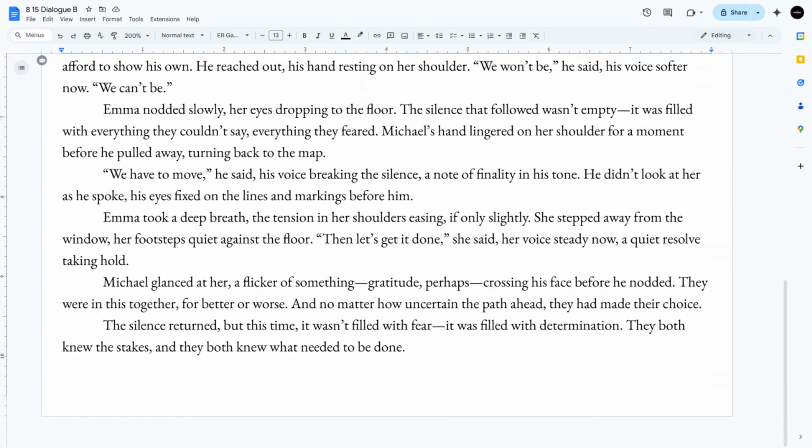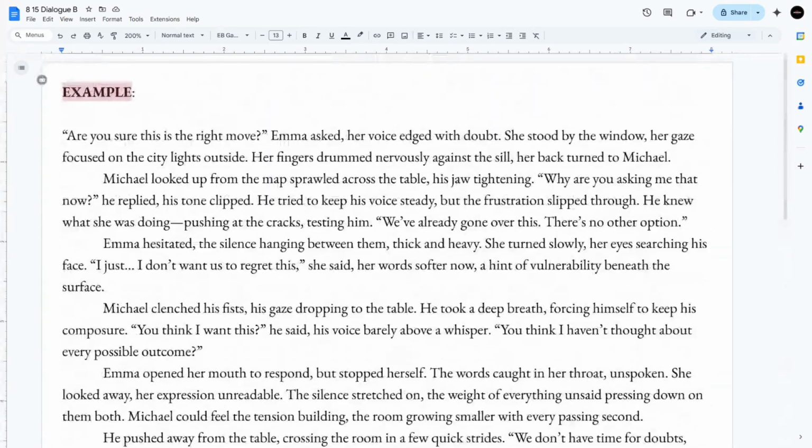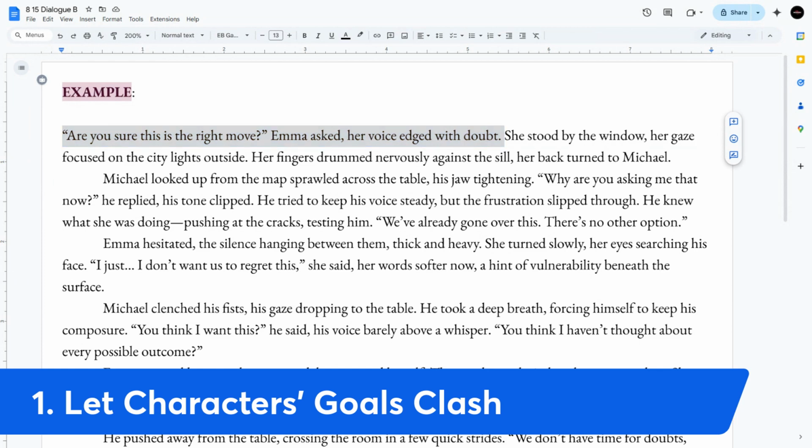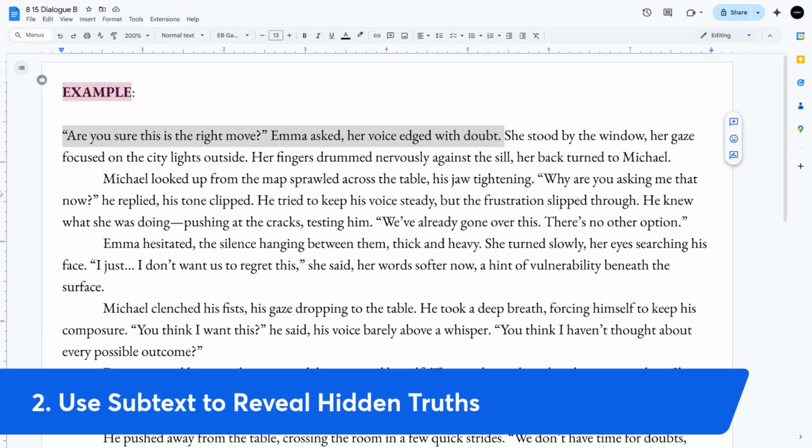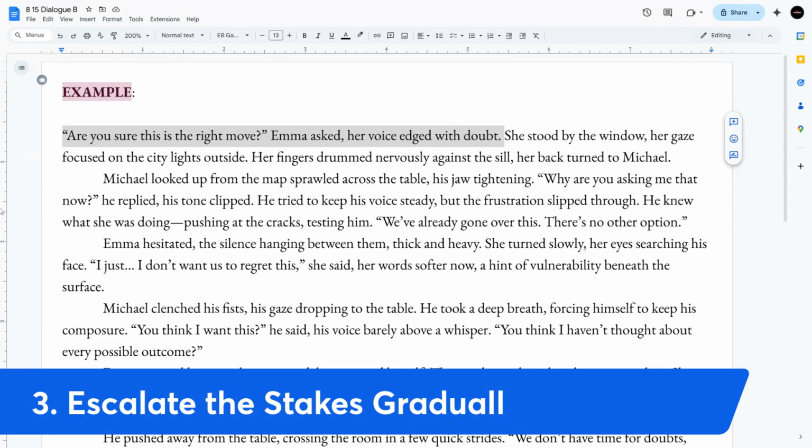All right. It's only a page long, but let's break this down, okay? Are you sure this is the right move? Emma asked, her voice edged with doubt. The characters' goals clash. She is unsure, and Michael is going to end up being sure, but she is questioning. There is a subtle reveal of hidden truths. Are you sure this is the right move? So the audience is slowly learning that they're about to make a choice, but they don't know what it is. So they're given some context. We're going to escalate the stakes gradually. We don't know exactly what it is, but we are going to find out.